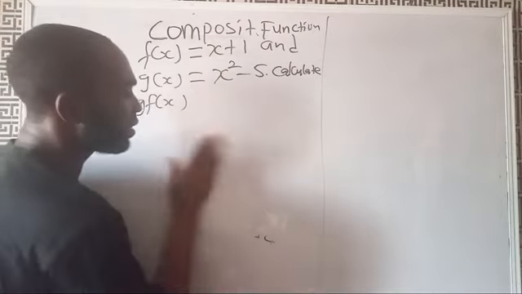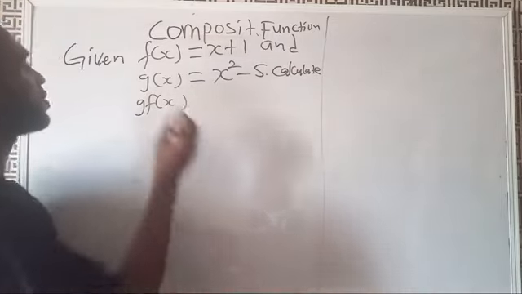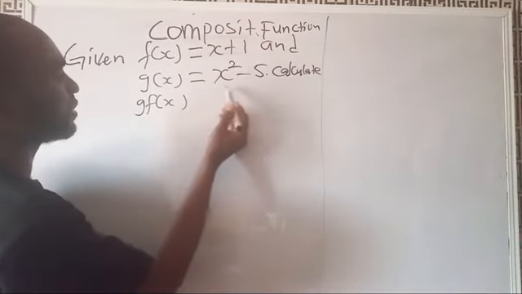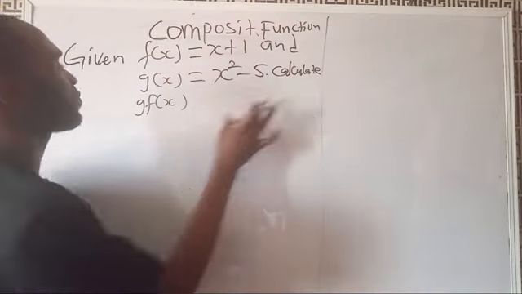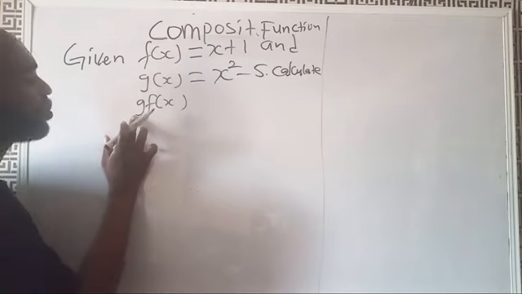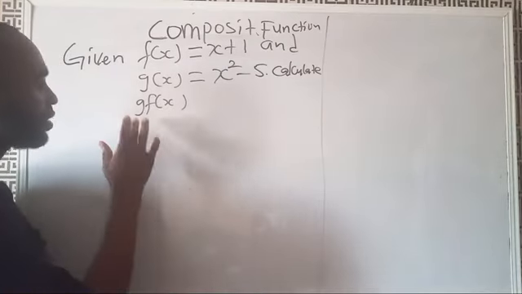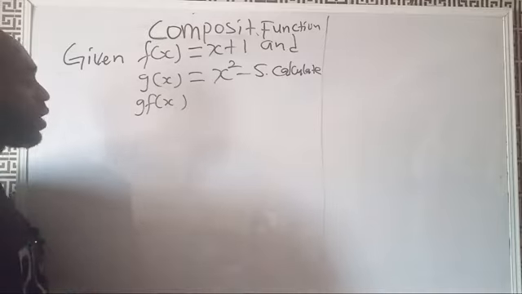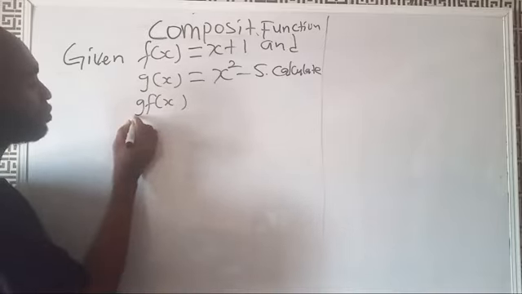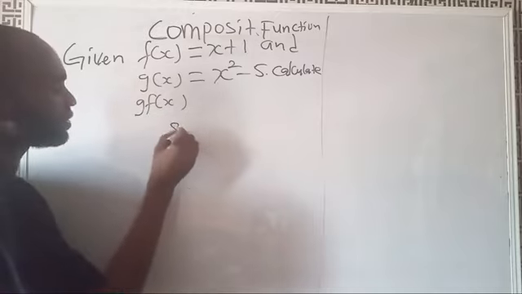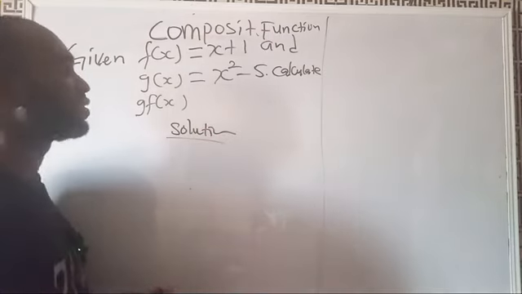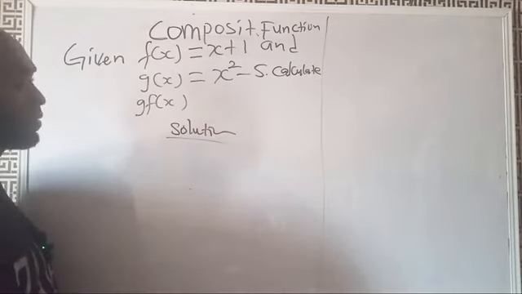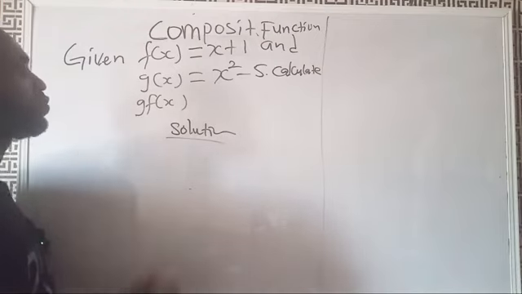So we have a question here to solve. The question says, given that f of x is equal to x plus 1 and g of x is equal to x squared minus 5, calculate g of f of x. Okay, this can be read as g of f of x. So now here you have f inside of the g function. In solving this, at the end of the day, we'll find g of f of x, then we'll find f of g of x. So let's solve what the question is saying.